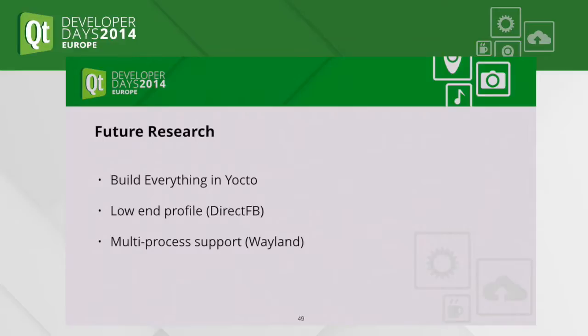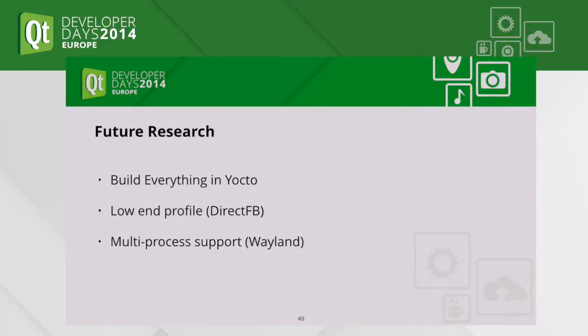The second thing is we're working on a low-end profile. So right now, all of the reference devices, all of the things we show, are higher-end devices. They have GPUs. They run all of the demos we show. They run Qt 2. And they can be on the more expensive side of the embedded space. But you have to do a lot more work in the lower-end space.